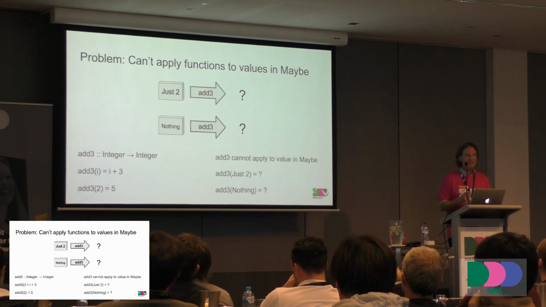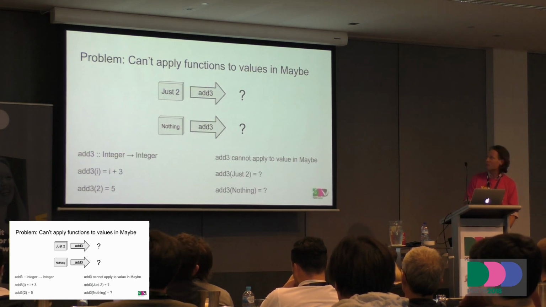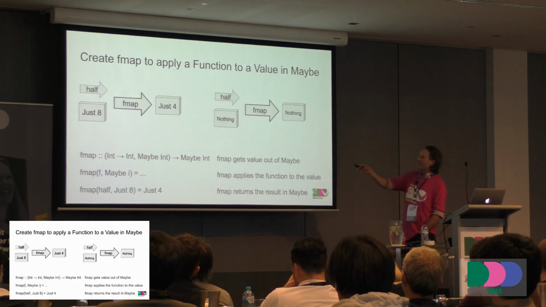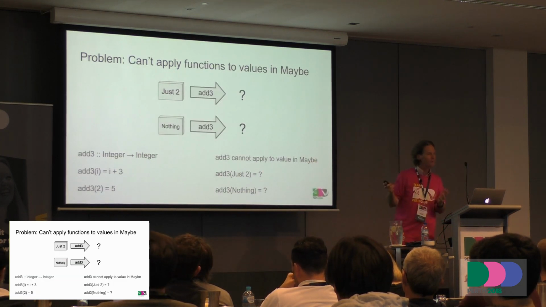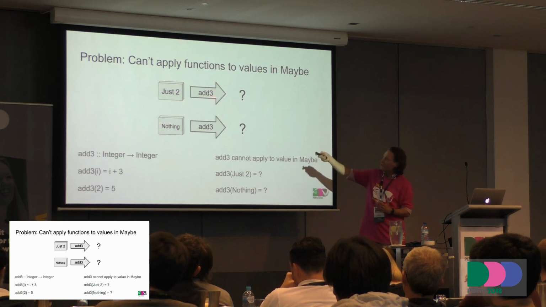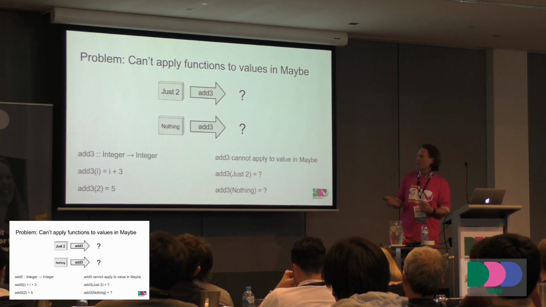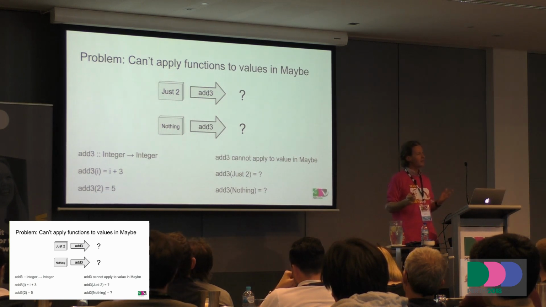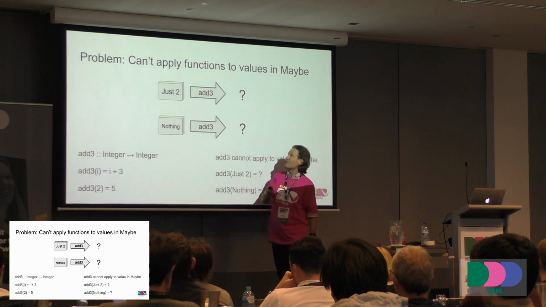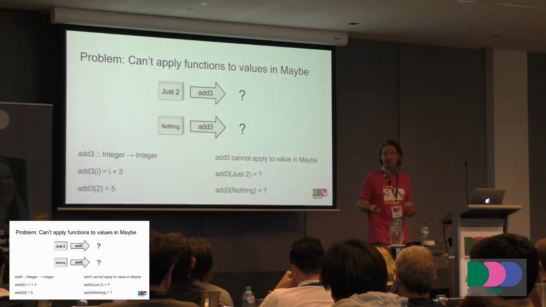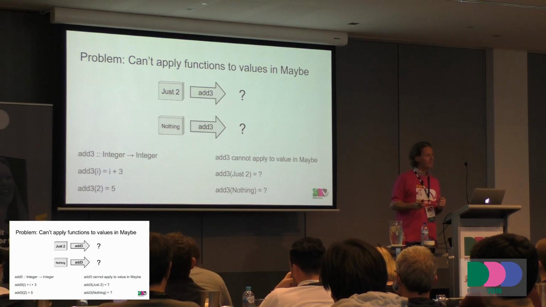So here's the next problem we have to face in functional programming. We want to try and take our just 2, and feed it into our add3 function. We want this nothing thing and feed it into our add3 as well, but we can't do that. Because remember, the add3 function took an integer and returned an integer. It doesn't like to take maybes, okay?